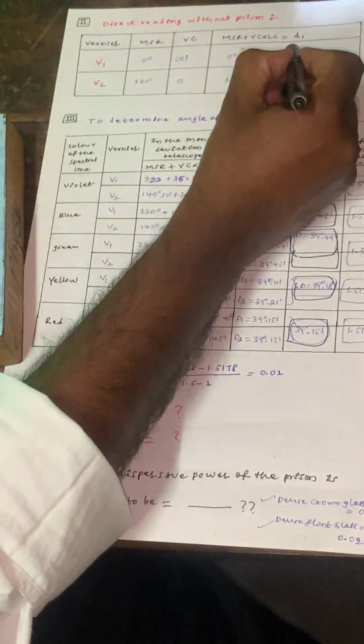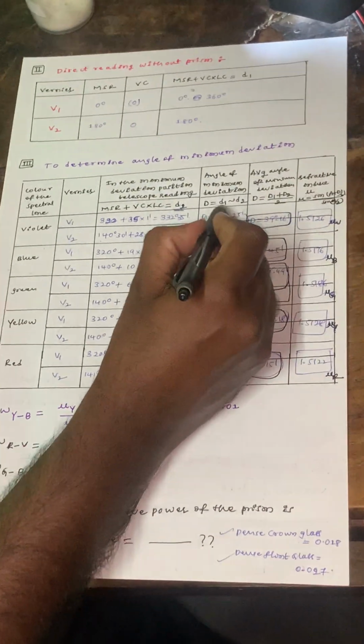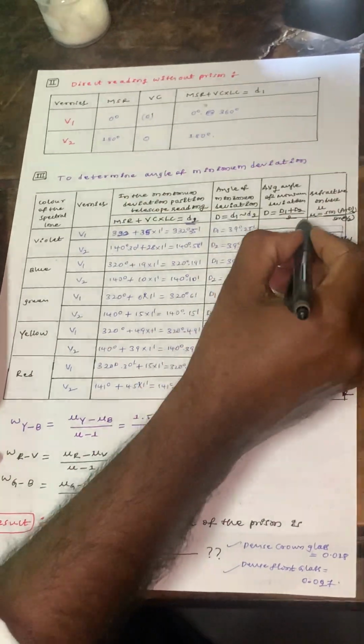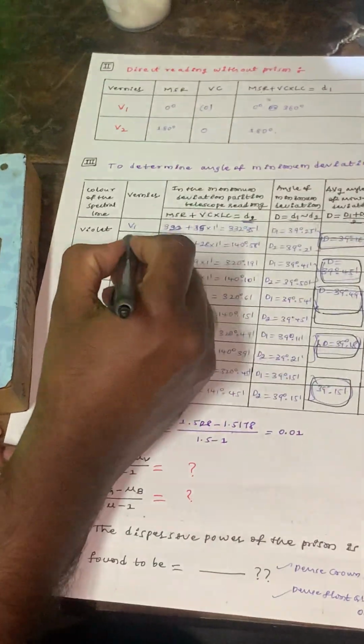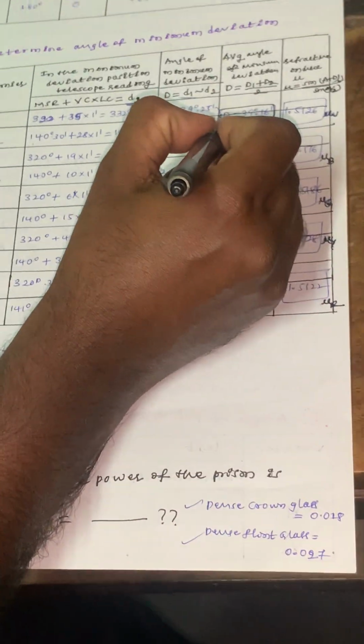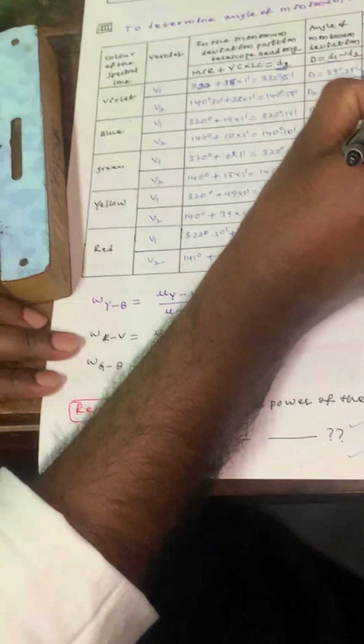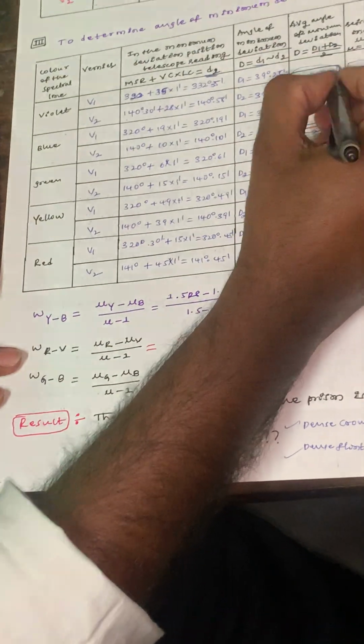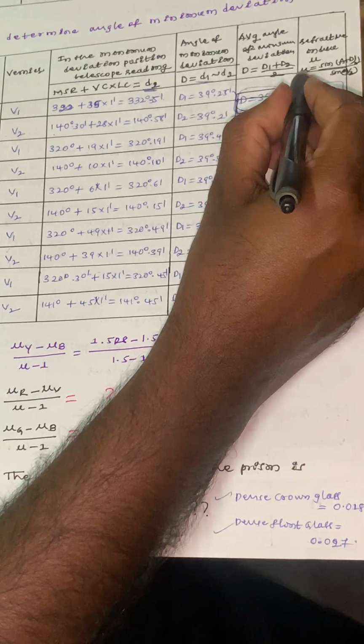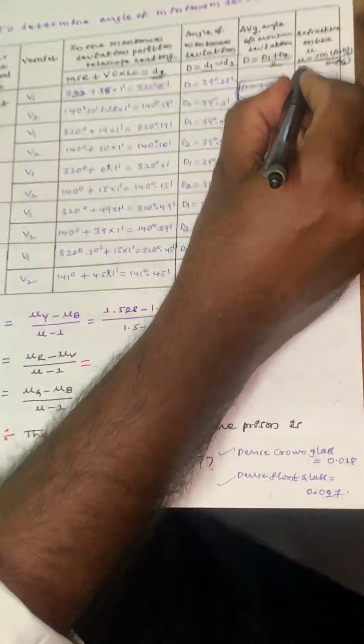This D2 value and this D1 value, you have to deviate from the direct reading. You will get the D1 for V1, and D2 for V2. So you take the average value, that value is the D value you are getting. For each and every color you have to get the D value. From that you need to calculate the refractive index.